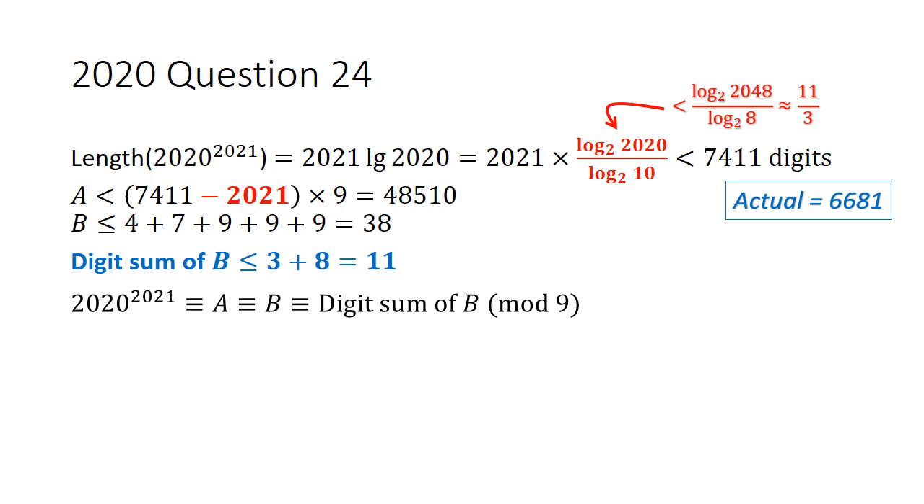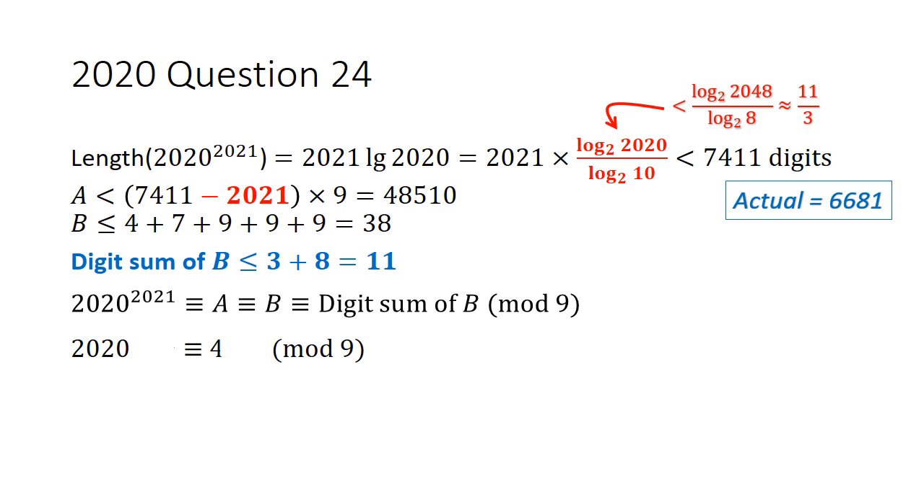These four numbers, 2020 to the power of 2021, plus its digit sum A and its digit sum of A, which is B, and the digit sum of B, all these four numbers have the same remainder when divided by 9. So all we have to do is find the remainder when 2020 to the power of 2021 is divided by 9. We can start off simply by looking at 2020 itself without the power. So 2020 gives us a remainder of 4 when divided by 9.